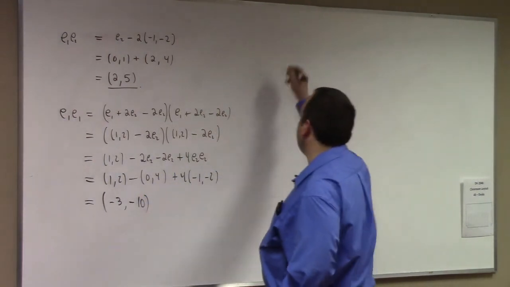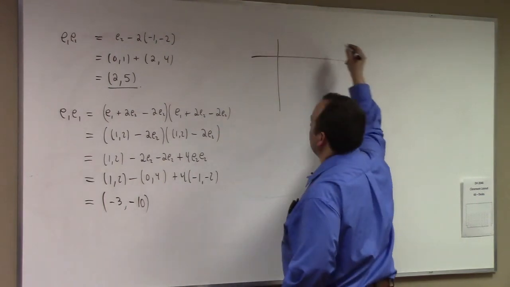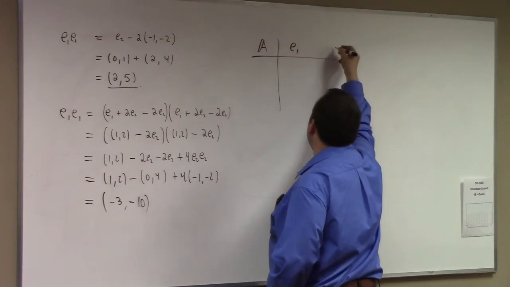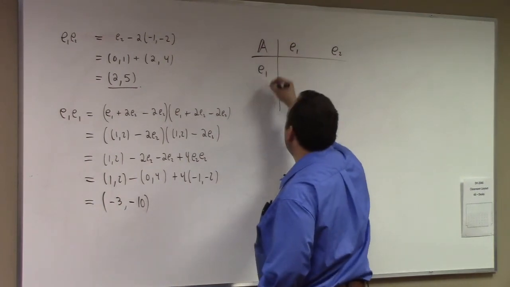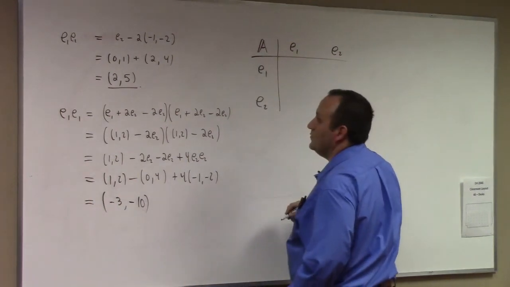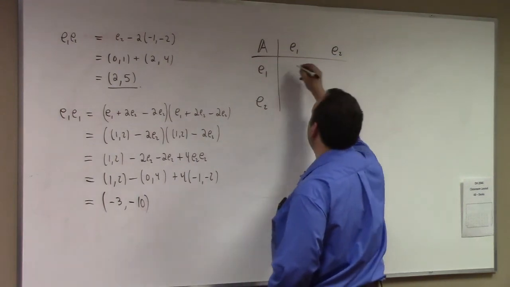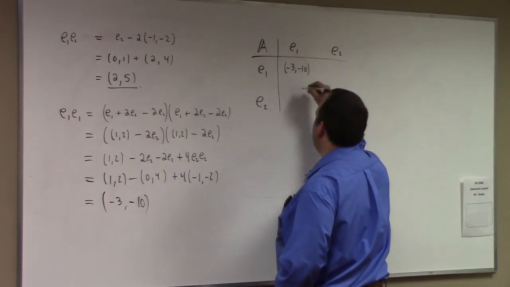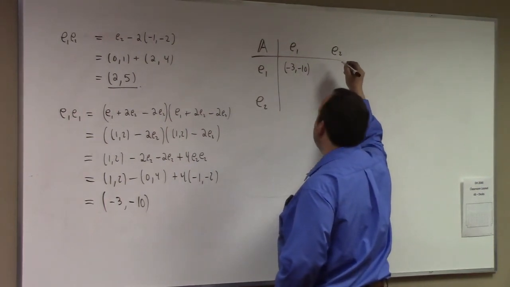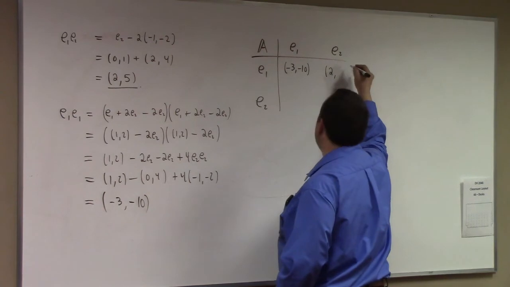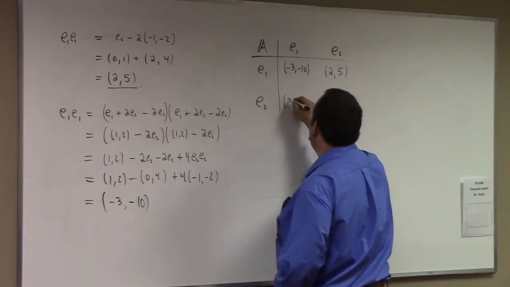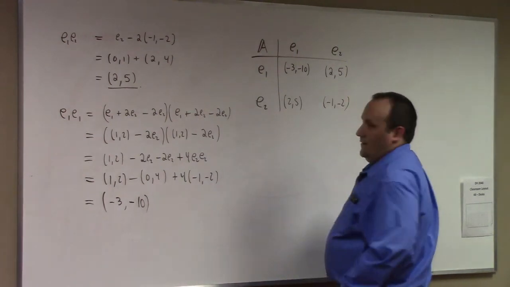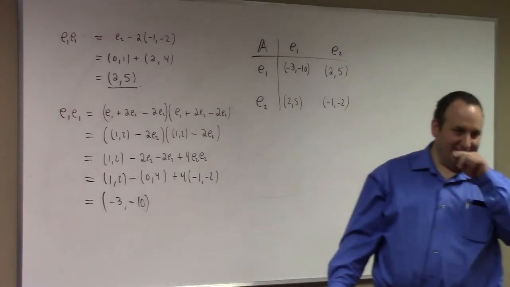All right, so if the real multiplication table would please stand up, here it is. You got yourself E1, E2, E1, E2, E1, E1, minus 3, minus 10. All right, now let's check associativity.